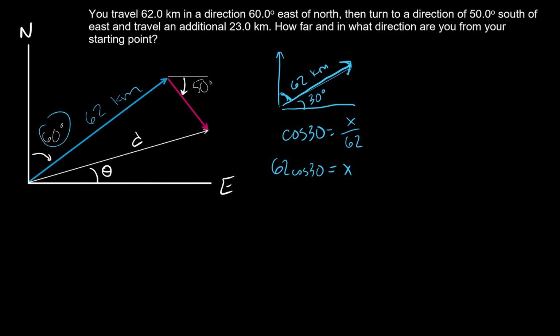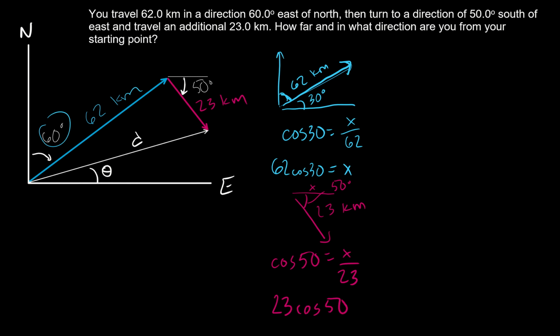Okay, and then I have this 23 kilometer vector. I didn't label it clearly. This is an angle with horizontal, and I know that that's 50 degrees. So the x component of this vector is also going to use cosine. Cosine of 50 equals this x component that I'm trying to find, x over 23. So 23 cosine 50 is my other x component. So we can distinguish between the two parts of the trip, we'll call that part A of the trip, and this will be part B of the trip.